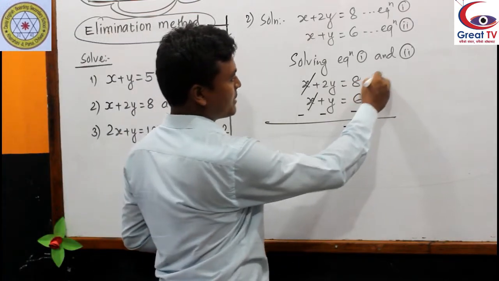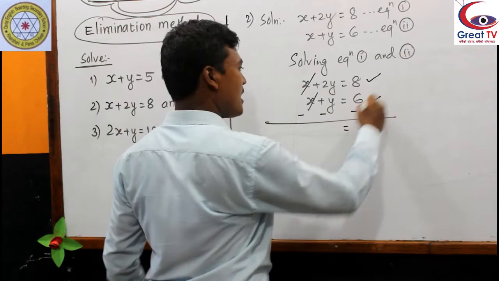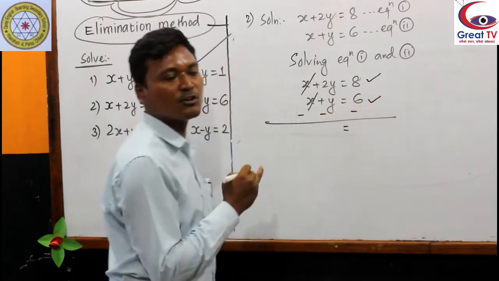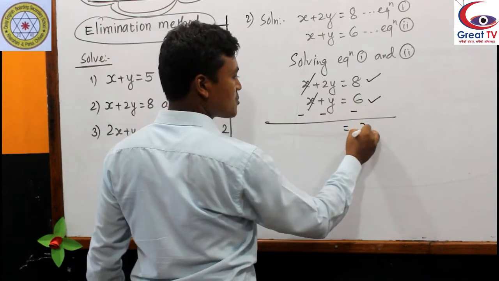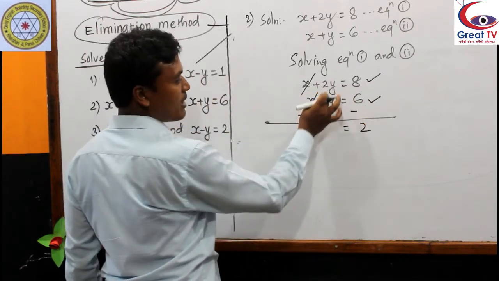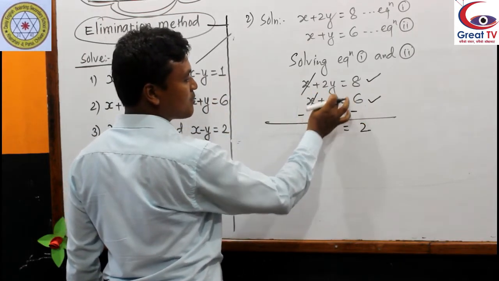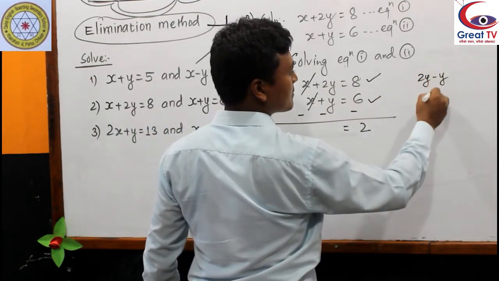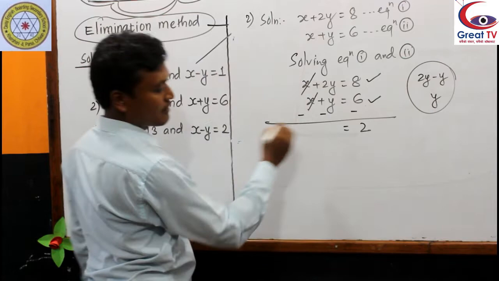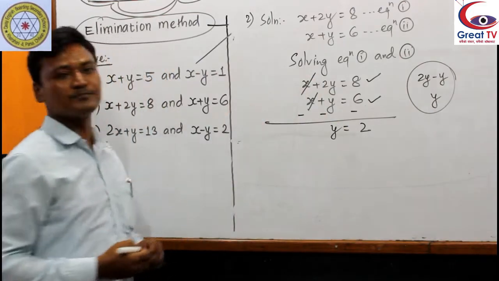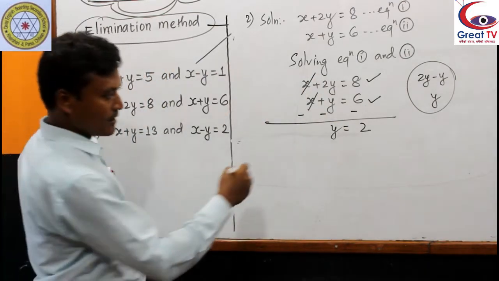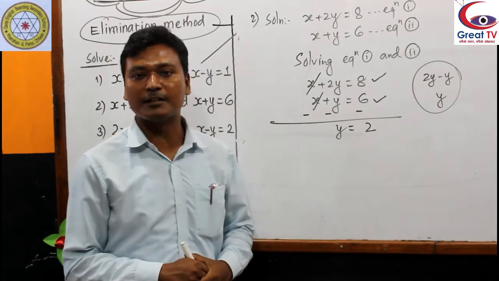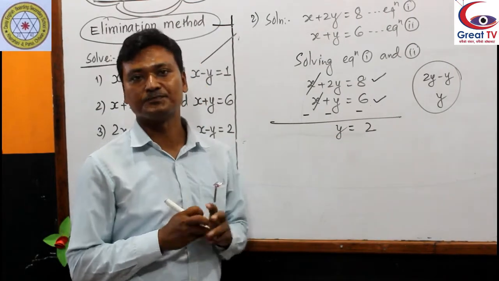Equals to, here we have 8. Downside we have minus 6. It was plus 6, after changing the sign it became minus. 8 minus 6 is 2. Here plus 2y, downside minus y. Plus 2y minus y, 2y minus y, y is equals to 2. Okay, after this it is not necessary to solve because we got the value of y. The value of y is done.